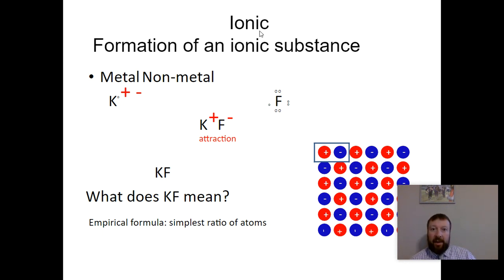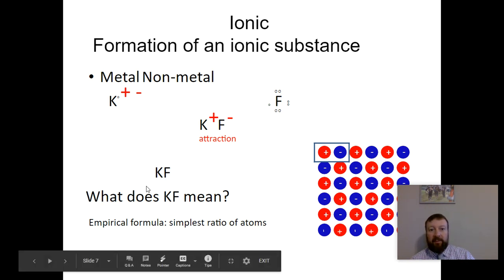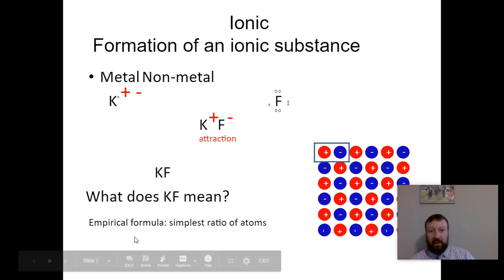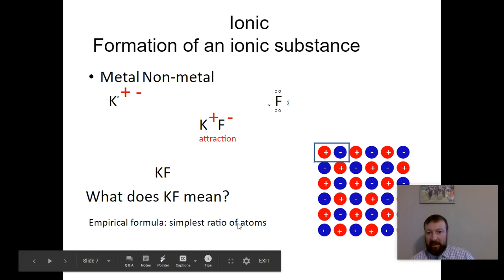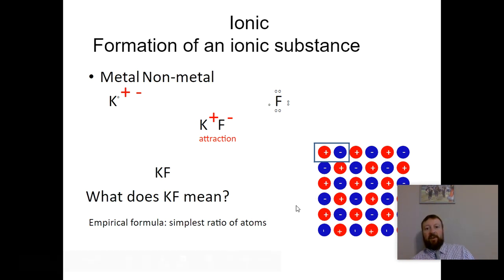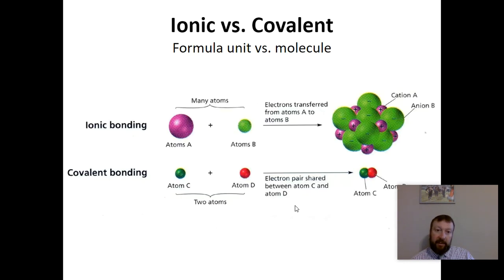So when you do an ionic substance, like this easy one we left off with, plus one, minus one, it becomes just KF. You keep the charges off of it. That's because plus one, minus one will become neutral, and you just write KF. And again, metal always goes first. What you end up forming there by putting those together is called an empirical formula. It's the simplest ratio of atoms that we'll get to when you get to chemistry.